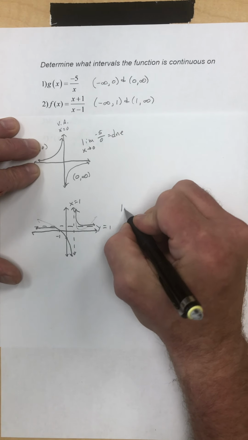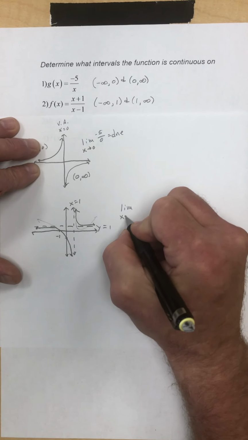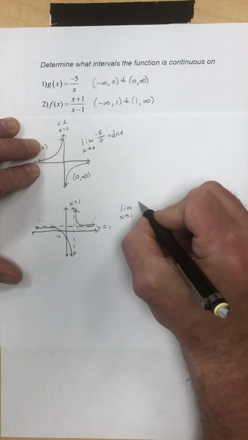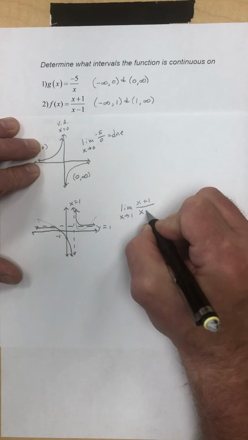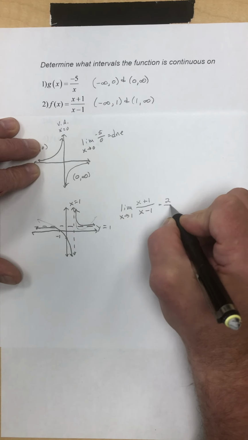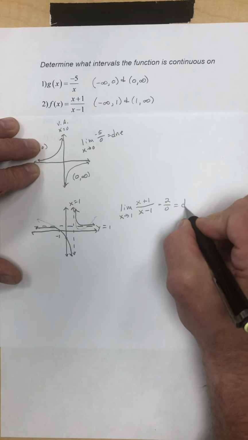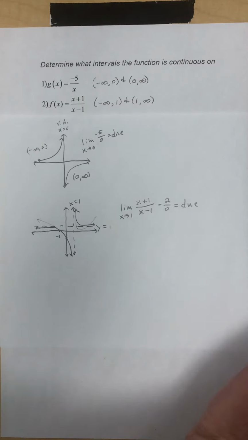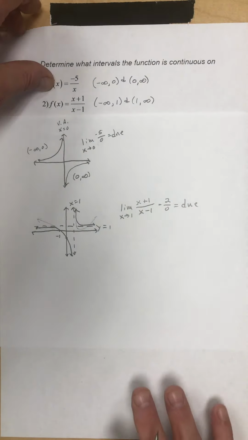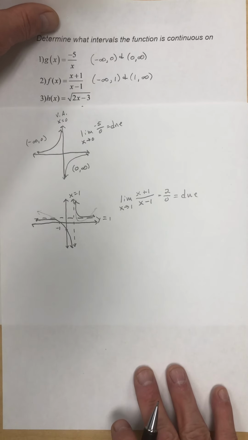Because if we look at the limit as x approaches 1 of x plus 1 over x minus 1, notice we're going to get 2 over 0, and that's DNE. But everywhere else, it's defined and continuous. Okay, so far so good. Let's take a look at this guy.